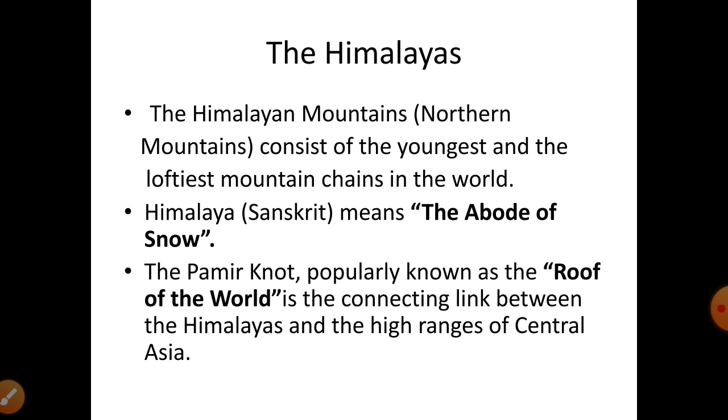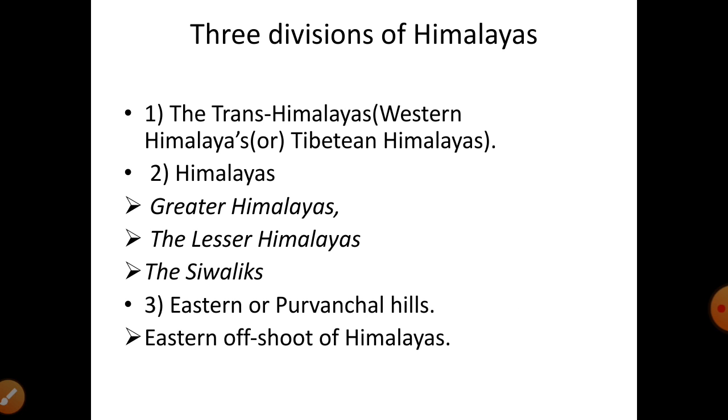So the Northern Mountains, that is the Himalayan mountains, are divided into three major divisions, that is the Trans-Himalayas, Himalayas and Eastern or Purvanchal Hills. The Trans-Himalayas is also known as the Western Himalayas. It lies in Jammu and Kashmir and the Tibetan Plateau. Major part is present in the Tibetan Plateau, so this is also known as the Tibetan Himalayas.